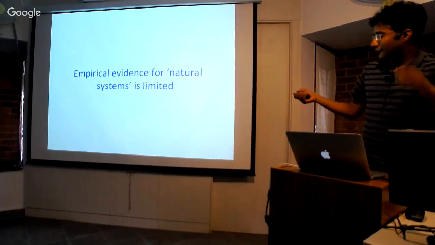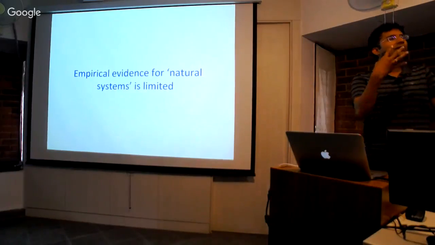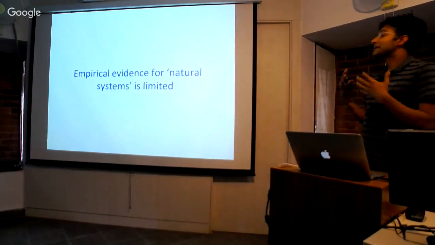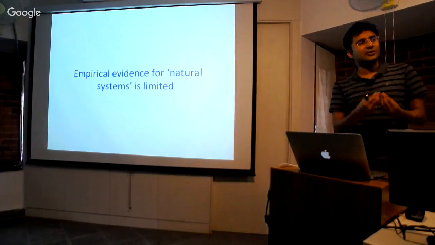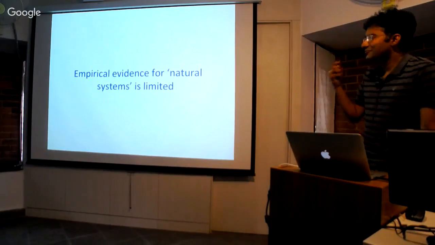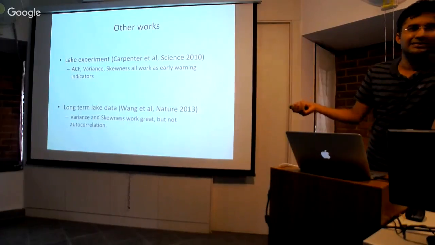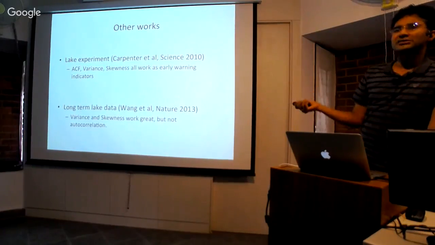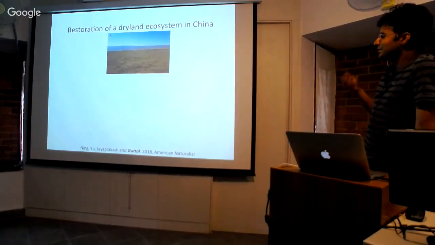Nevertheless, one of the things we were still interested in was, in natural ecosystems where there were no controlled manipulations whatsoever, is it possible to pick up these signals? Are there clear evidences of these kinds of tipping points, and are these signals valid? That is still very limited. Maybe this one is potentially in that category, but they were using proxy data rather than real ecosystem data here.